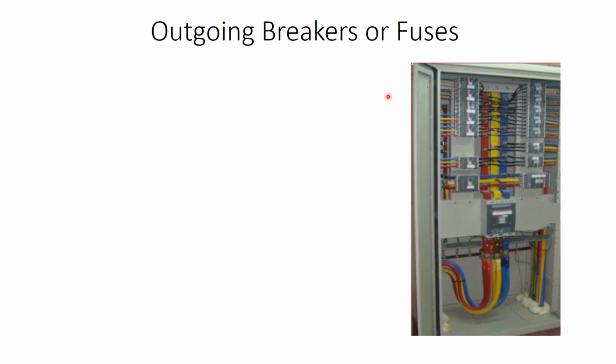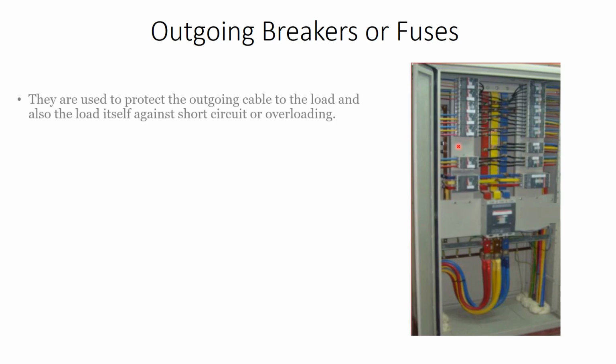As we discussed now, these are the outgoing breakers, or sometimes they can be fuses. They are used to protect the outgoing cable to the load, and at the same time, of course, the load itself. The load, such as the lighting, the normal sockets, the power sockets, air conditioning, motor, and so on, against short circuit or overloading.